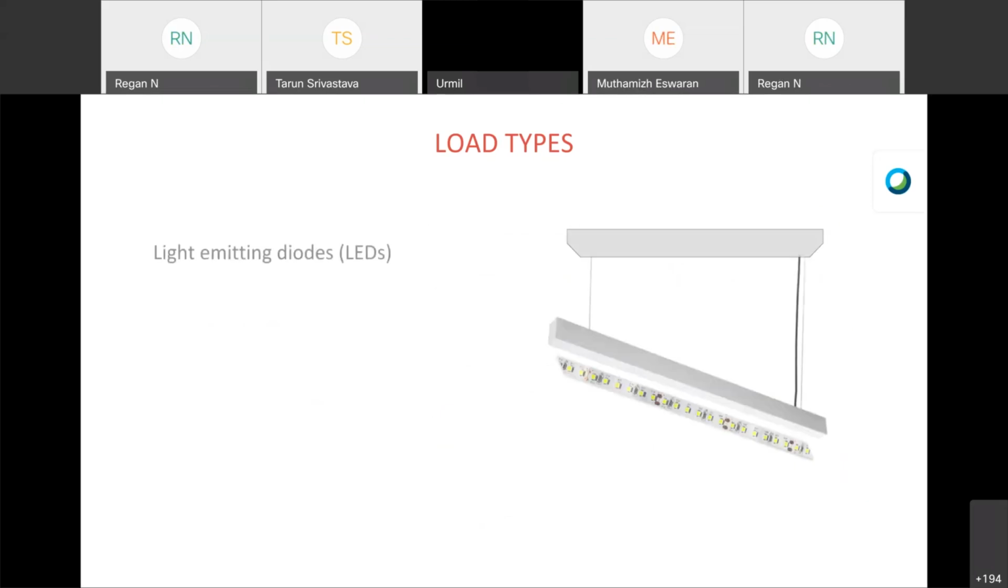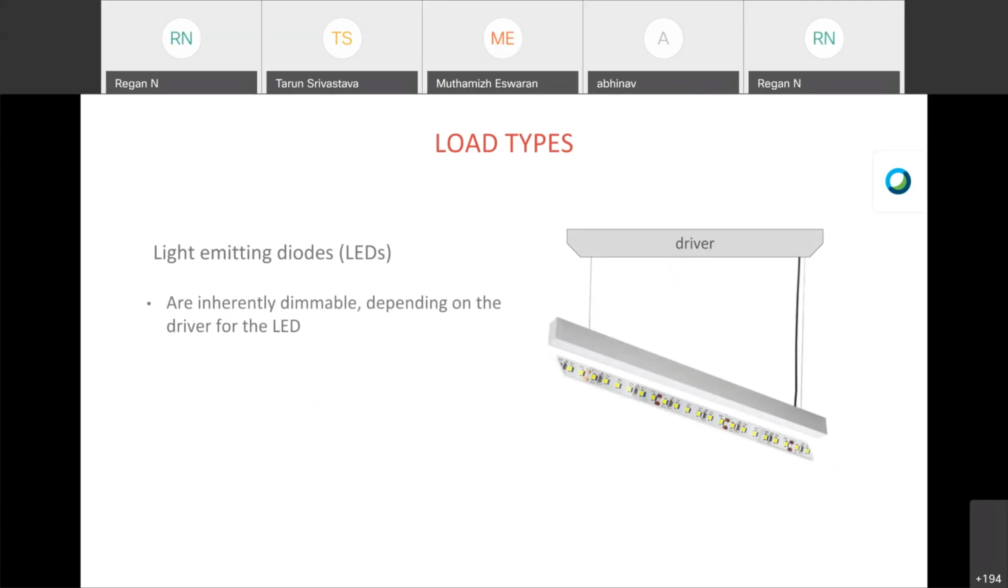So on our automation platform, most of your LEDs are dimmable. It really depends on the driver, meaning what LED and what driver it comes along with. If your driver is non-dimmable, definitely you can't dim, so you might need to consider that.